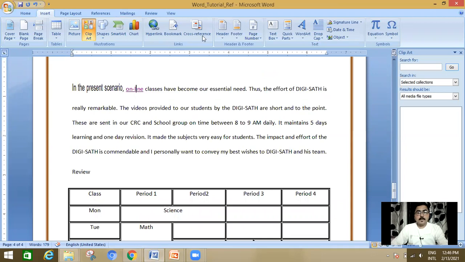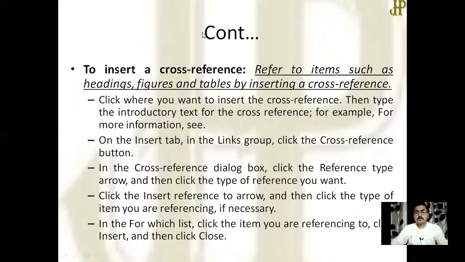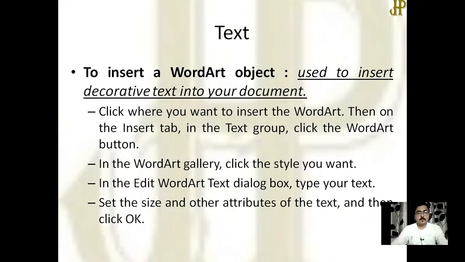The same thing can be done with cross reference. So what is cross reference? Refer to items such as headings, figures, and tables by inserting a cross reference. If you want to verify the data, then this option is useful. Hyperlink I have covered. Now the next section is related to text.